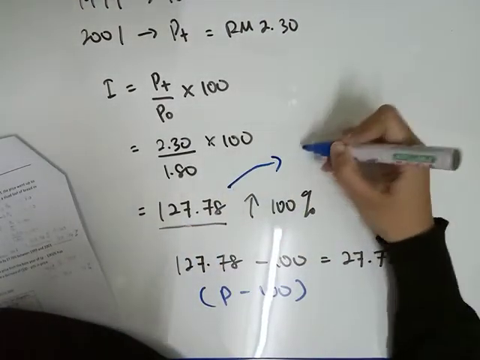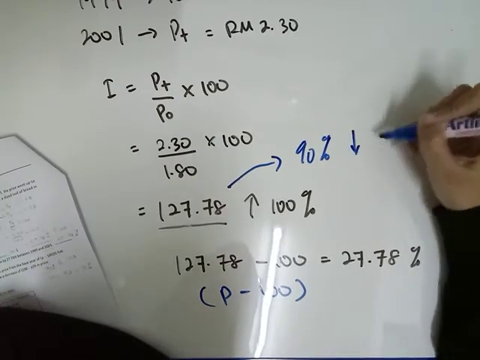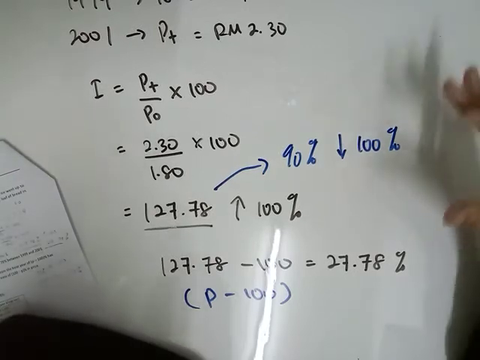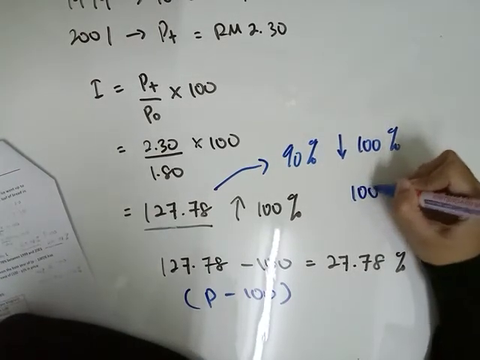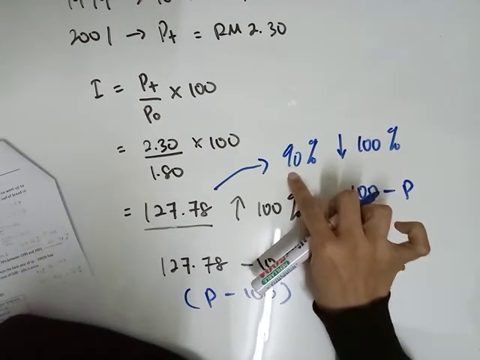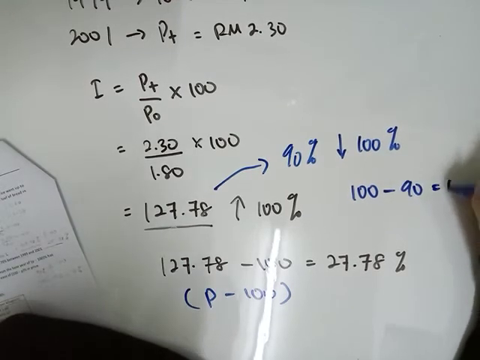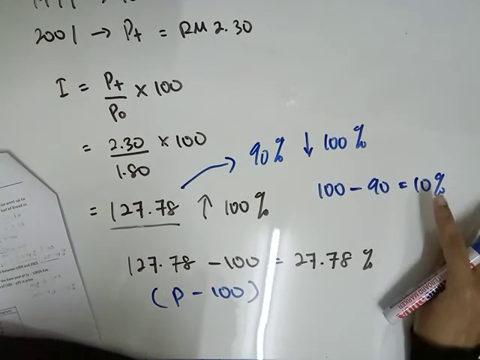Okay, for example, awak dapat 90%. Okay, it means it is less than 100, right? Less than 100%. So how do we want to identify how many percent decrease? So 100 minus P. This one, P, 90%, it is P. Okay, 100 minus 90, then we can get 10%. So 10% decrease from the base year to the current year.